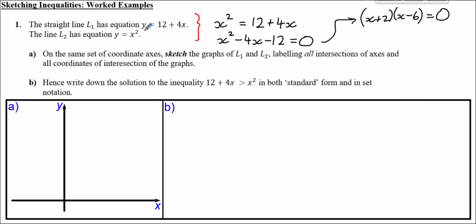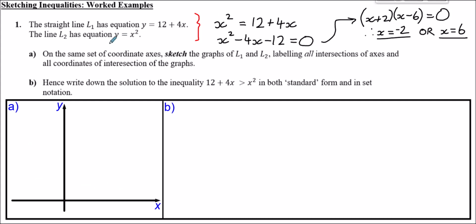Therefore, one equation is equal to the other. The solution of this is when either this bracket's equal to 0, when x is -2, or when this bracket's equal to 0, and that's going to happen when x is equal to 6. So we've got solutions either side of the y-axis.